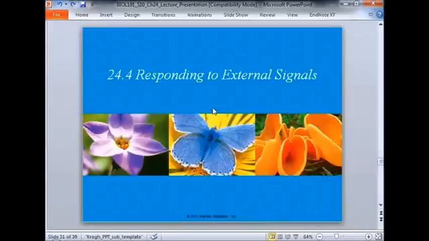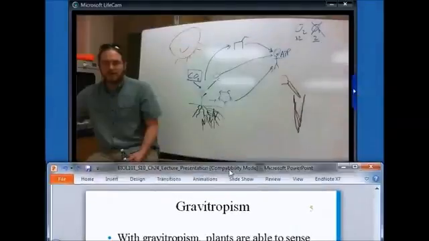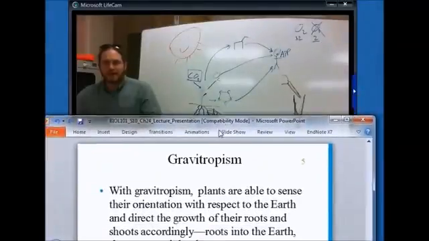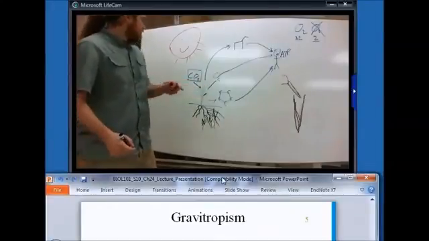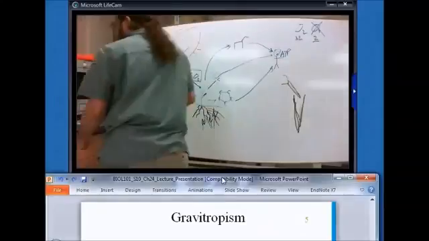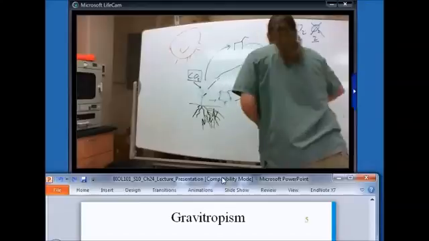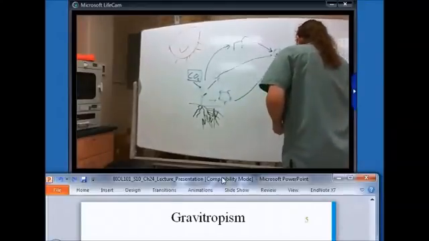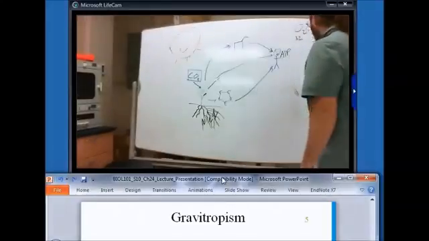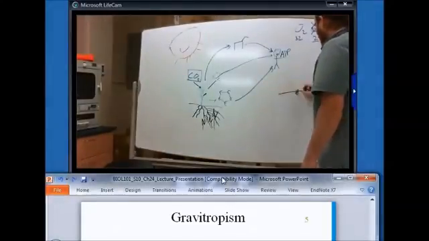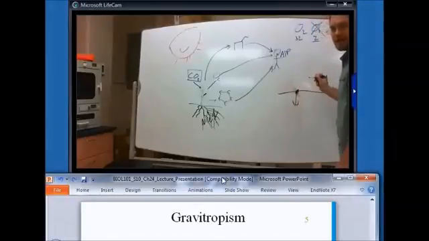Responding to external signals. Gravitropism is basically plants' ability to grow in response to gravity. Let's say this plant here produced a seed, and the seed lands on the ground somewhere. How does that seed know which direction to grow? The answer is the seed uses gravity. Imagine this is the ground and you're a seed that lands here. What if you start to grow that way?